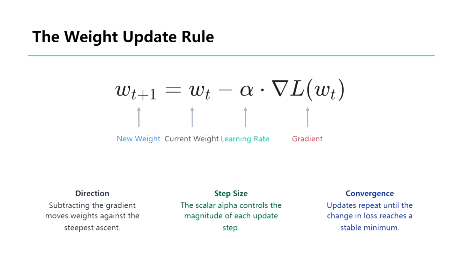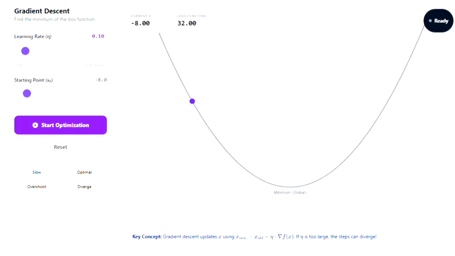Next, let's see this formula in action with a simulation. Welcome! In this simulation, we'll explore how the learning rate controls how we navigate a loss function to find its minimum. The learning rate slider adjusts the step size.